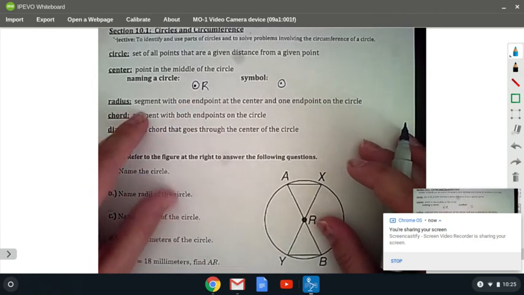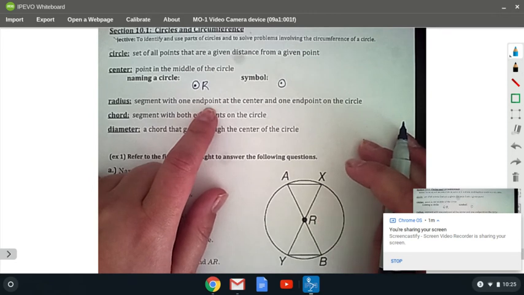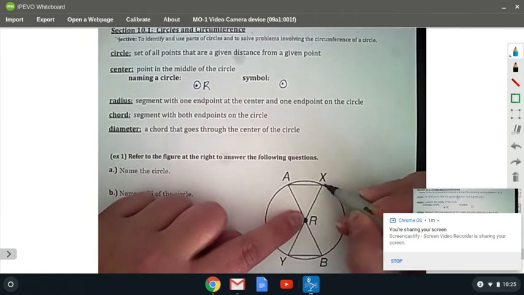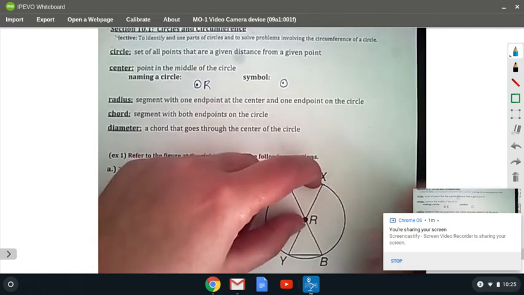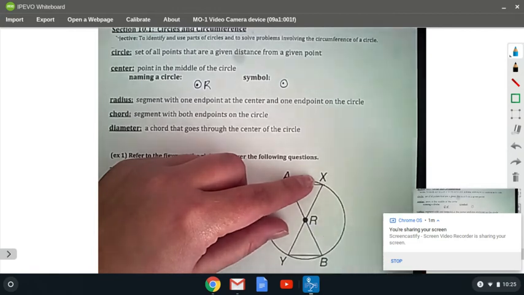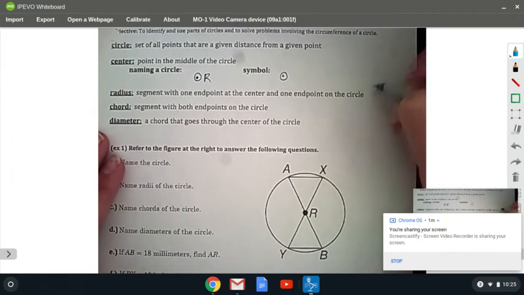A radius is a segment with one endpoint at the center and one endpoint on the circle. So for example, RX in this picture would be a radius because one point's on the circle, the other point is in the center. A radius is half of the diameter.